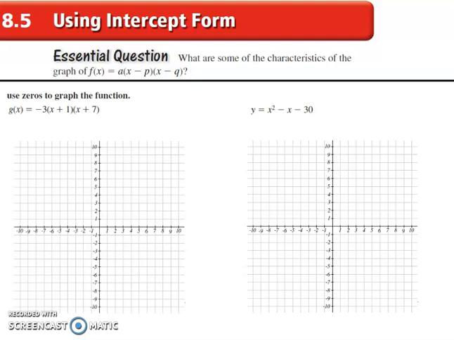Hello, in today's video we're going to be covering the last part of section 8.5 on using intercept form. Our essential question is: what are some of the characteristics of the graph of f of x equals a times the quantity x minus p times the quantity x minus q? I'd like for you to take a moment to pause the video and recall graphing quadratics from intercept form. Go ahead and take a moment, pause the video, and do that now.